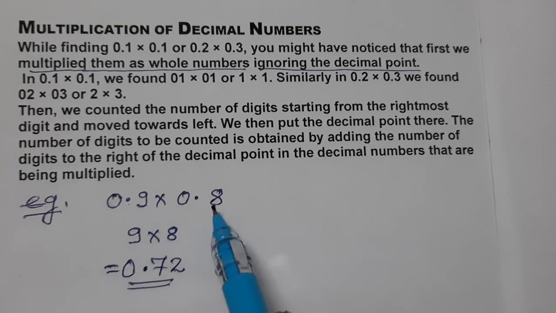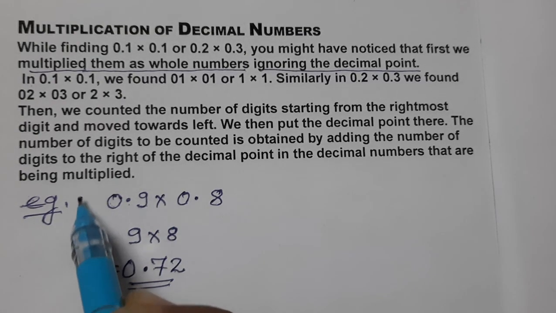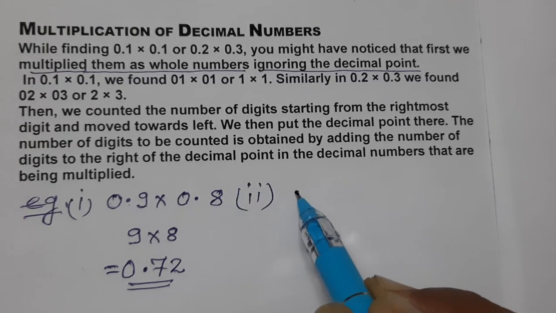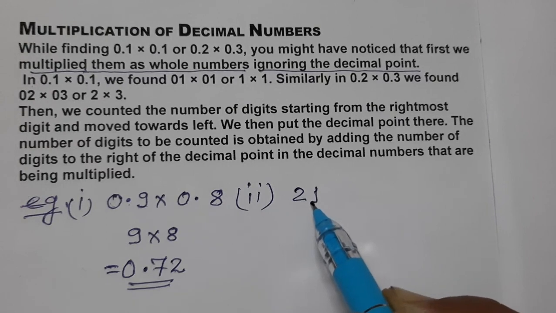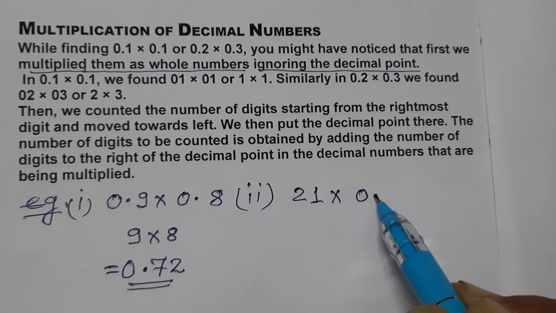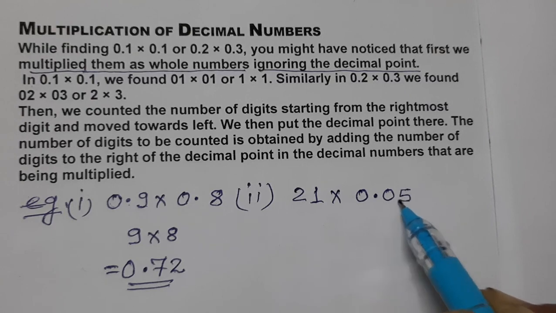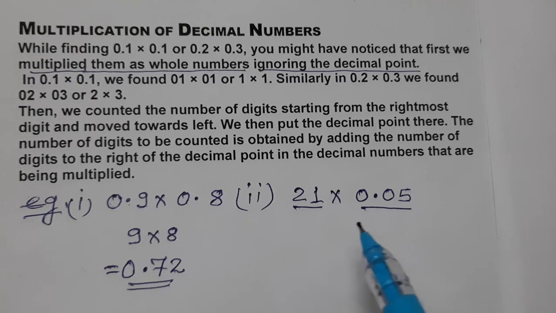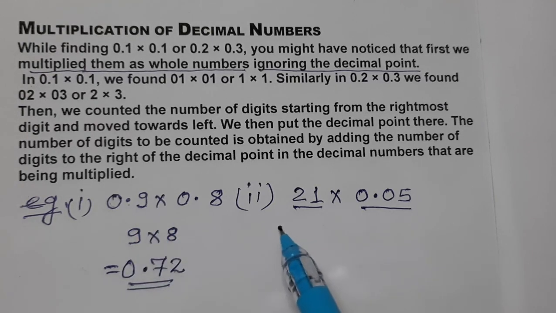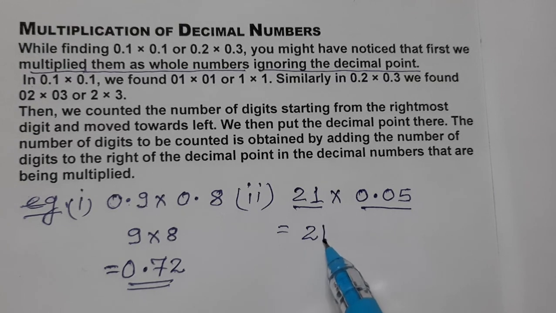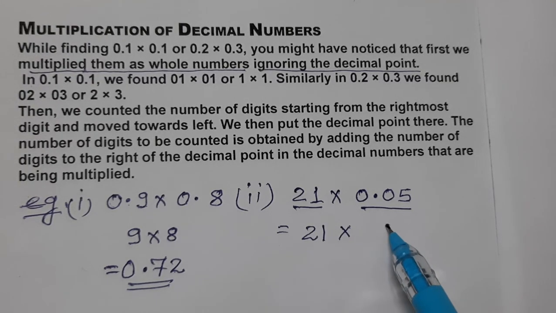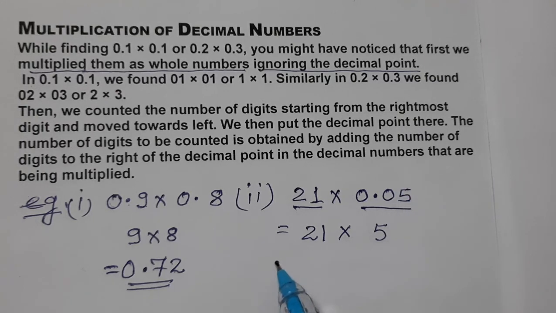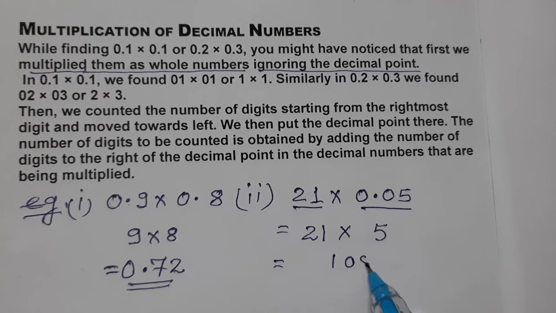And not only decimal with decimal, we can multiply a whole number with a decimal also. See here, I am taking one example: 21 into 0.05. I have taken one whole number and one decimal number. So how to multiply? The rule is the same as we have done here. Here also we will take 21 into only 5, the whole number part. Now multiply. 21 fives are 105, 105.